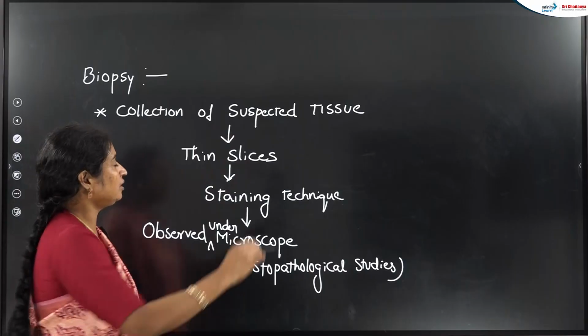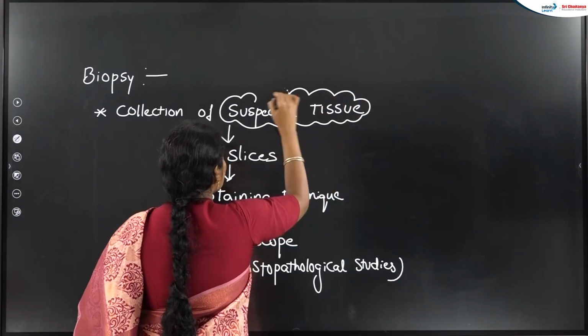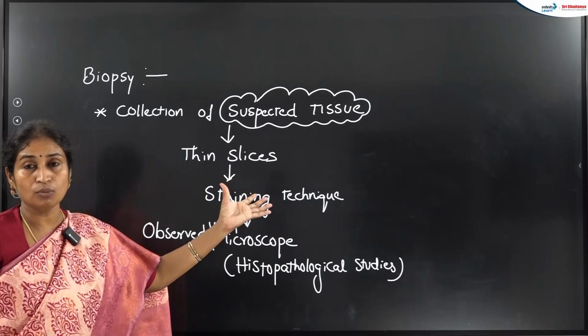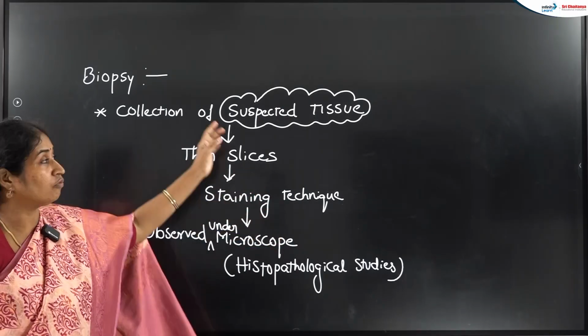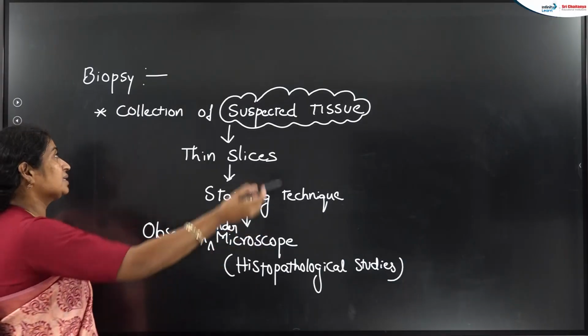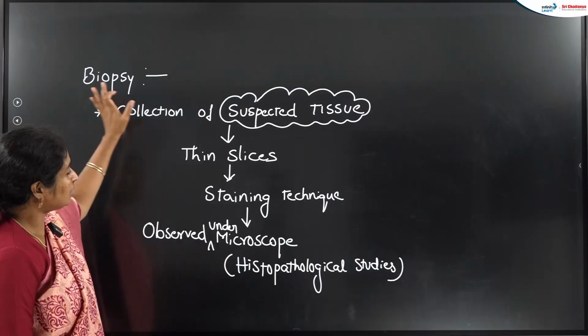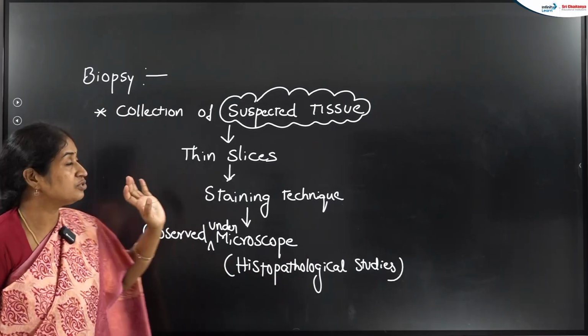Suppose the suspected tissue has more dividing cells, or shows more nuclei or more DNA along with more dividing cells, then we can easily suspect that tissue as cancerous tissue. So this is biopsy followed by histopathological studies.